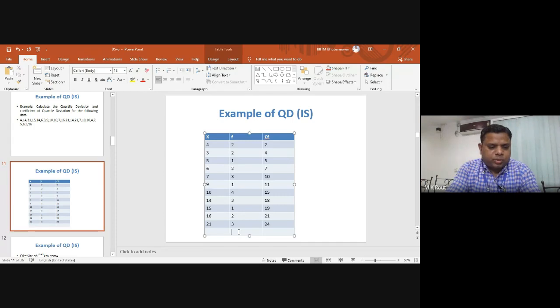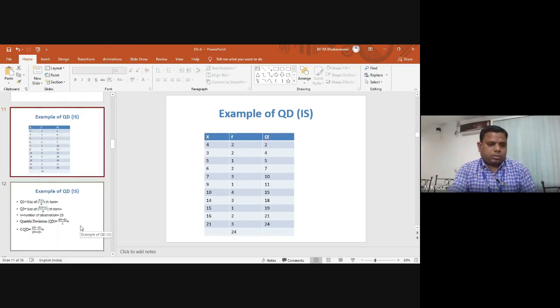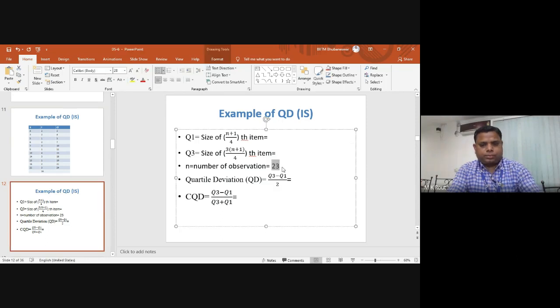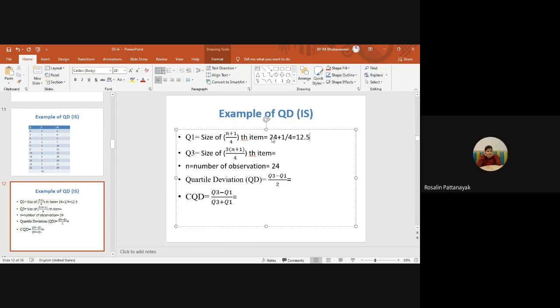Okay, so here the cumulative frequency is 24. Then after that we proceed to calculate the quartiles. The number of observations is 24 here. If you calculate the size of 24 plus 1 divided by 4th item, that equals how much? 12.5. Is it clear? Yes, sir.